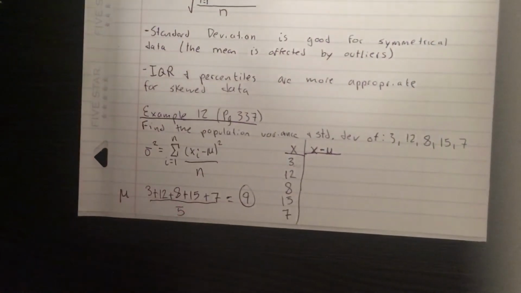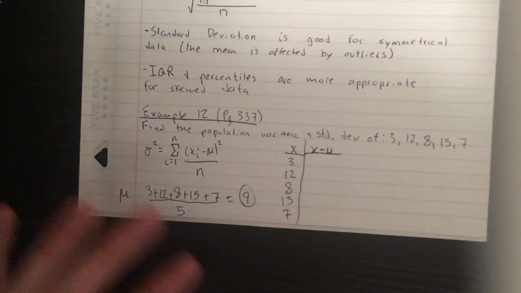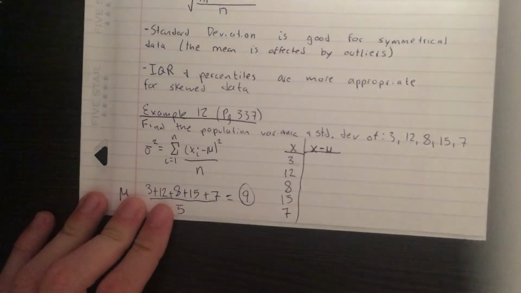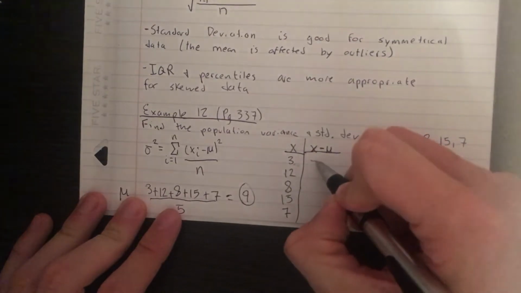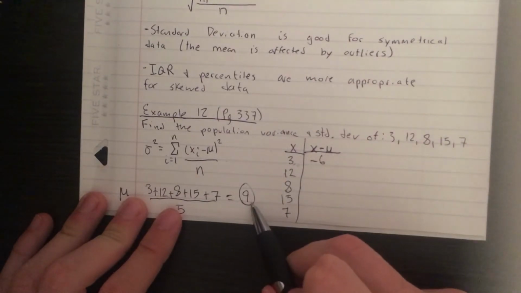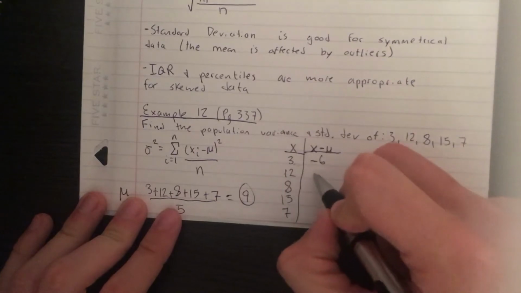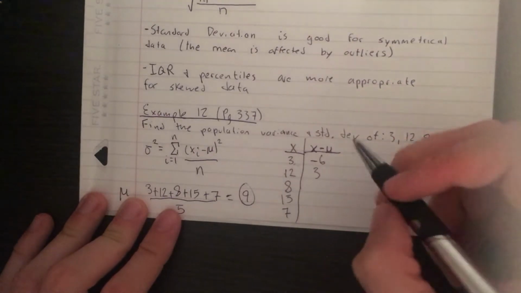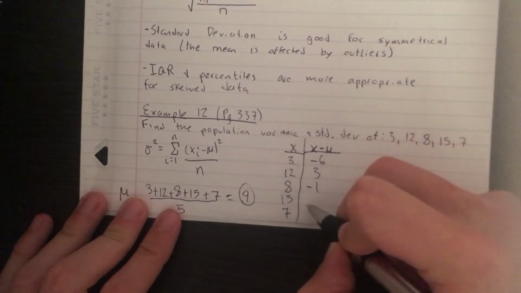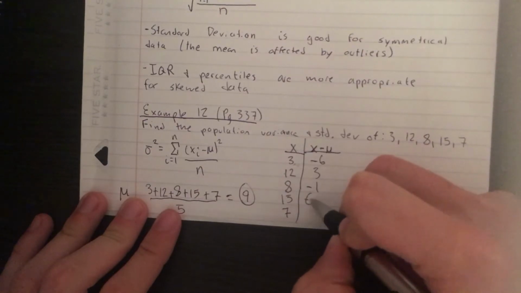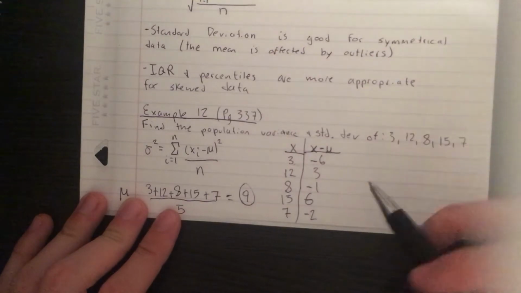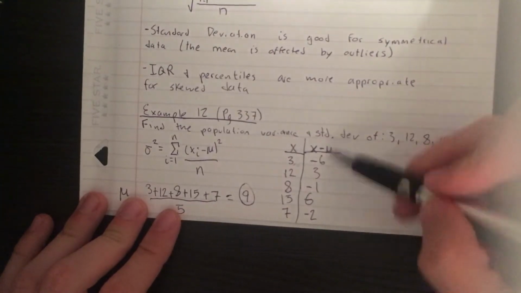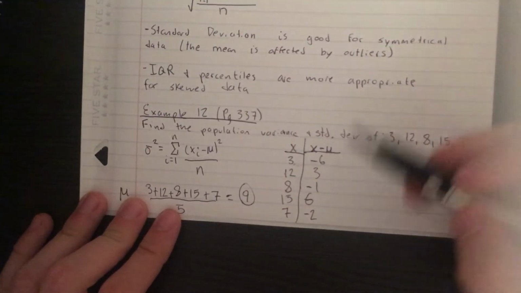And you could do this all in one step together. It would not matter. Just to run us through it though, calculating the distance from the mean: 3 minus 9 is negative 6. 12 minus 9 is 3. 8 minus 9 is negative 1. 15 minus 9 is 6. 7 minus 9 is negative 2. So we've calculated that distance from the mean here.